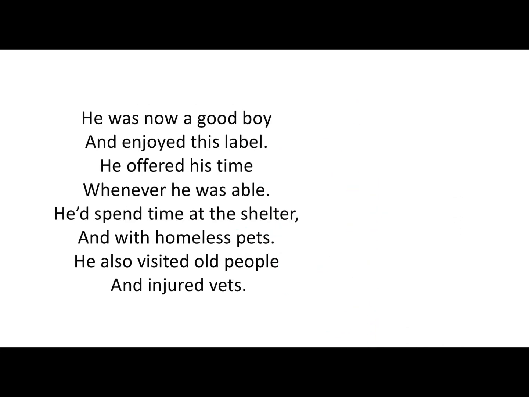And then we have a final stanza. He was now a good boy and enjoyed this label. He offered his time whenever he was able. He'd spend time at the shelter and with homeless pets. He also visited old people and injured vets. Label and able rhyme, and pets and vets rhyme. So here we have G, G, H, H. And again, 8 lines in stanza 5.